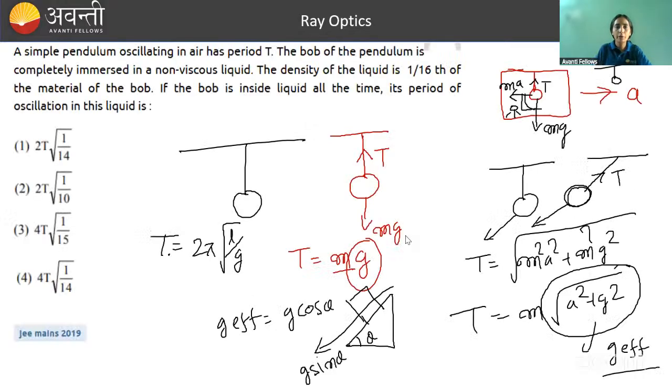Okay? Now what we are doing with it, the bob of the pendulum is completely immersed in a non-viscous fluid. Now it is completely immersed in some fluid. The density of the fluid is 1/6 of the material of the bob. The density value is given. We have to calculate its time period in this case, right? If the initial time period is t in air. So let's go through the case.